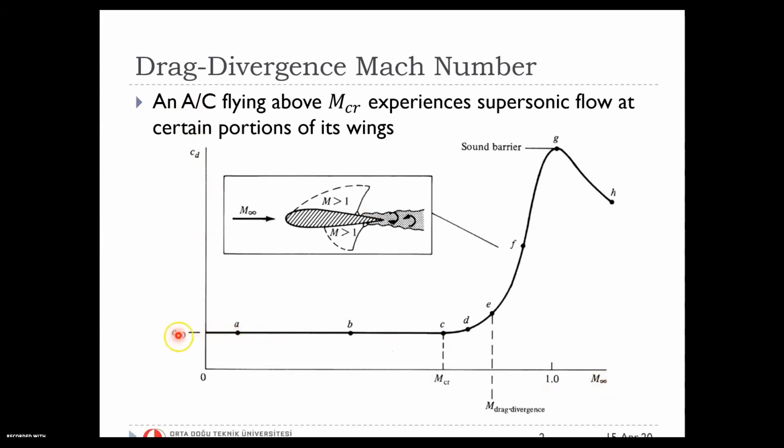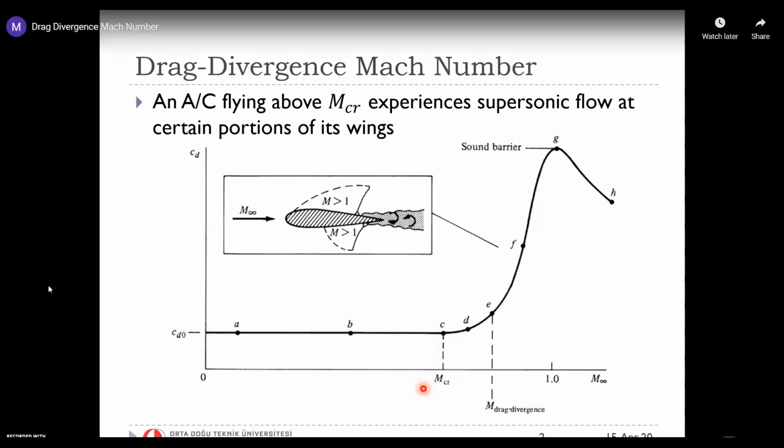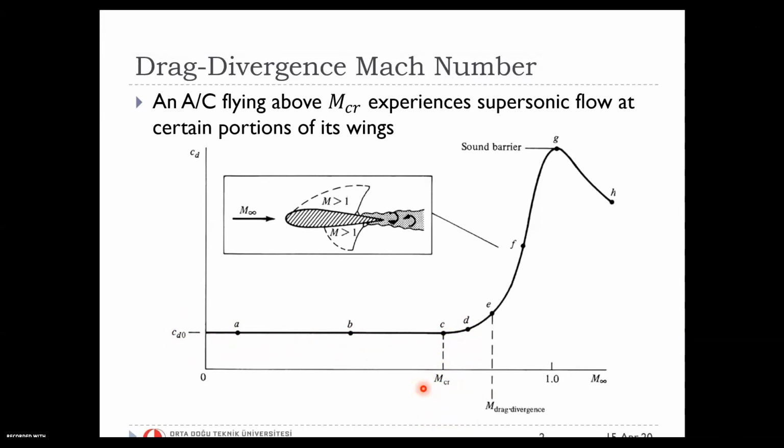At very low speeds, you would have this incompressible drag coefficient, which is indicated here, and for some range of Mach numbers, from point A to C, you would see that this drag coefficient does not vary too significantly. It's rather constant in this range. And this point C corresponds to the critical Mach number. This is the Mach number where you see Mach number 1 at a point, the minimum pressure point, on the upper surface of the airfoil.